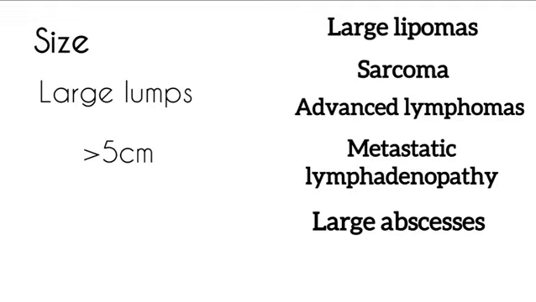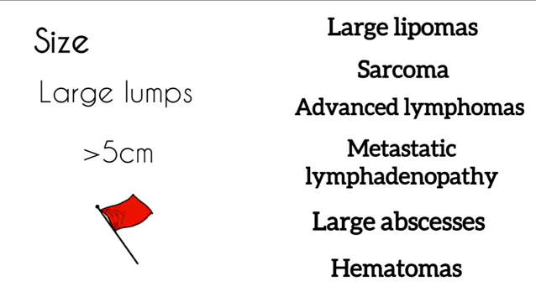Large lumps are considered to be greater than 5 centimeters in size. The most common causes are large lipomas, sarcomas, advanced lymphomas, metastatic lymphadenopathies, large abscesses, and hematomas. Red flags to consider amongst large lumps are rapid growth, ulceration, weight loss, pain, and any systemic signs.